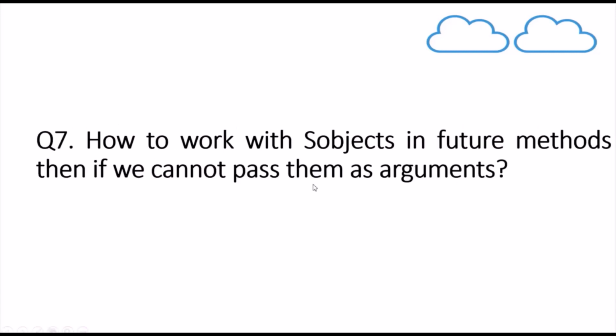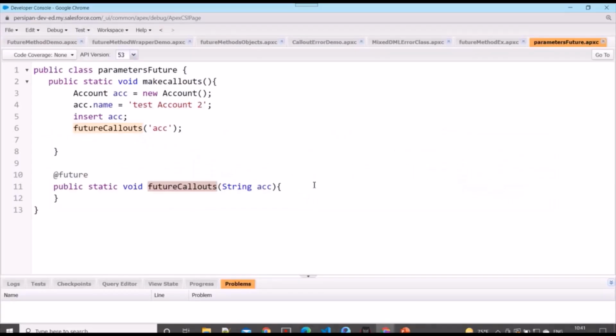So how to work with SObjects in future methods if we cannot pass them as arguments? It's very simple. Instead of passing them as an argument, you can pass the ID of this object, and later in the future method, whenever you want to work on those objects, you can just query that record and work on it. Querying that record will make sure you are getting the updated record in the future method. So instead of passing account, you can pass account ID.